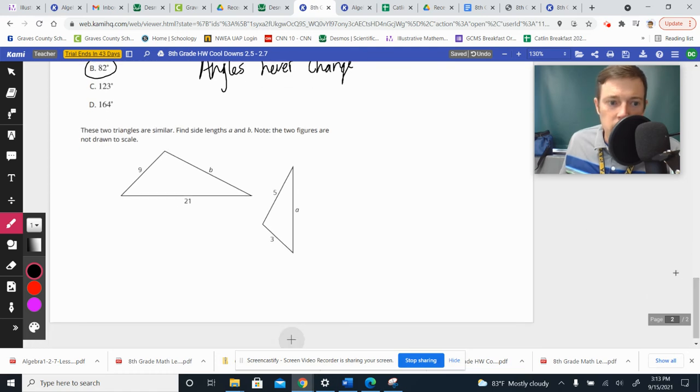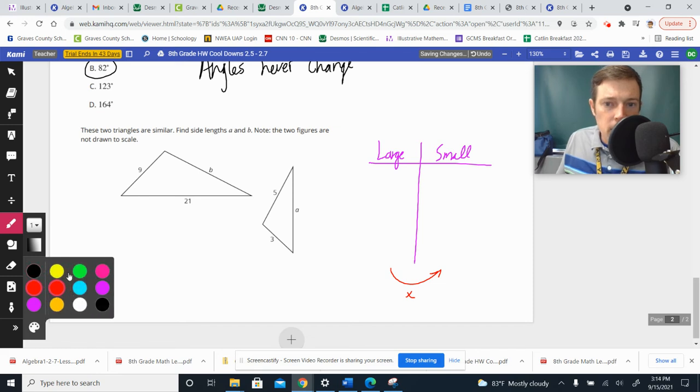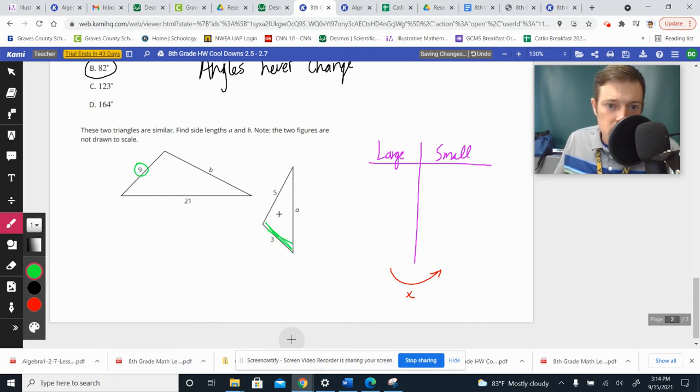Okay, let's move on to the last one. For the last one here, we're going to create a little table of the large triangle compared to the small triangle. It tells me that they are similar, so I know that there is going to be a scale factor that gets me across. So there's going to be a constant of proportionality. Let's set this up with parts that correspond with each other. 9 is the shortest side, which is down here. So 9 corresponds with 3. I'm going to put that in my table.